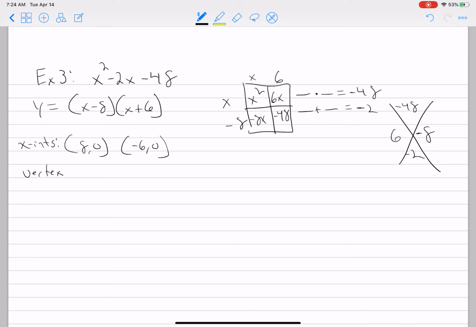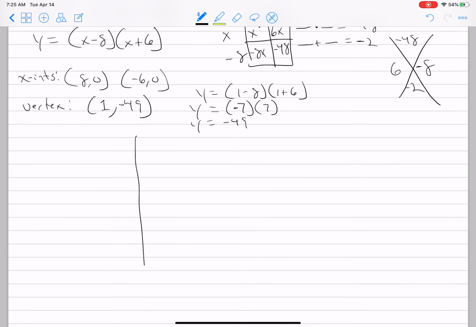For your vertex, you should have gotten, what's between 8 and negative 6 is 2, 2 divided by 2. Should have gotten an x value of 1. Let's see, I could plug it in. 1 minus 8, 1 plus 6, y equals that. Negative 7, ooh, another 49. Y equals negative 49. Okay, you should have gotten that for a vertex.